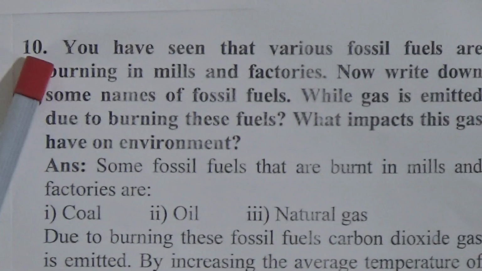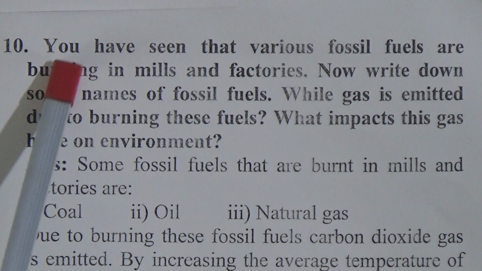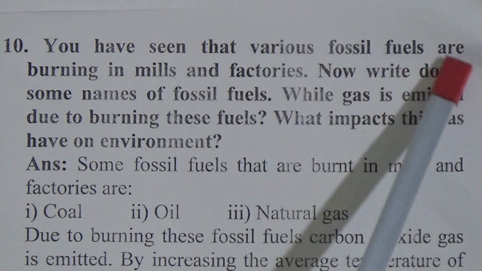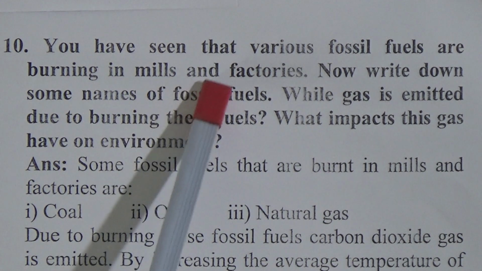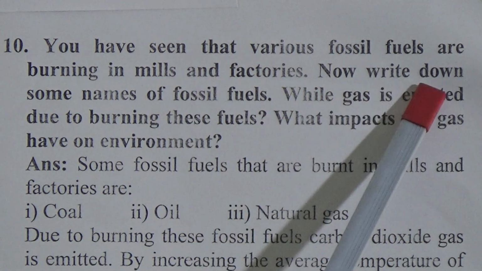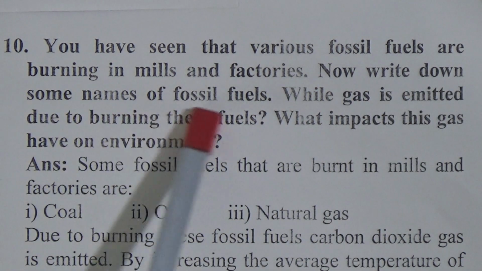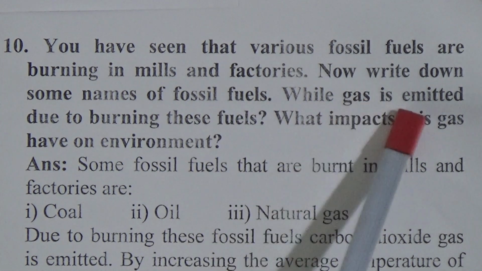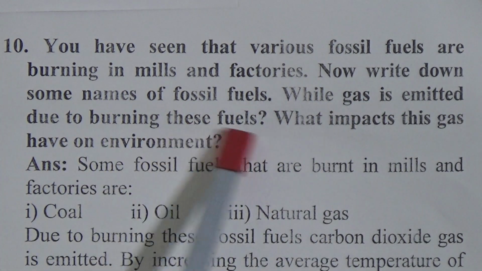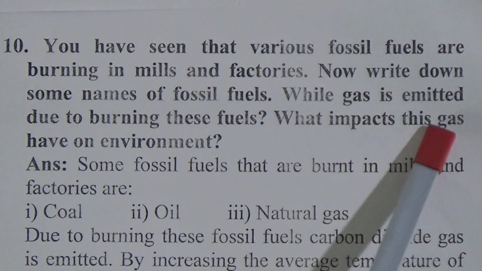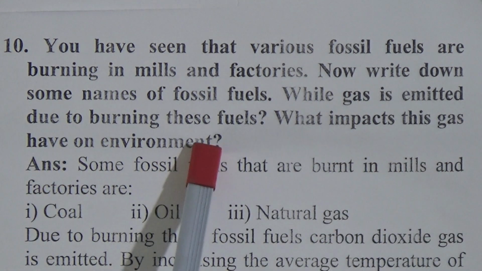Now, we will discuss question 10 and the answer. You can see the various fossil fuels are burning in mills and factories. Now, write down some names of fossil fuel. While gas is emitted due to burning these fuels, what impacts does this gas have on environment?